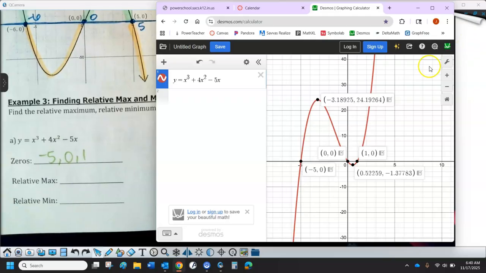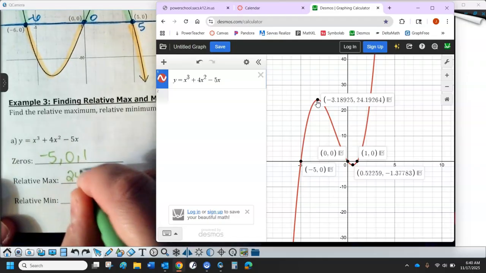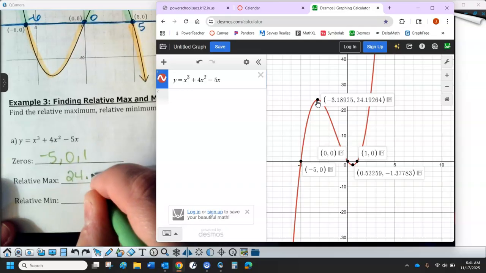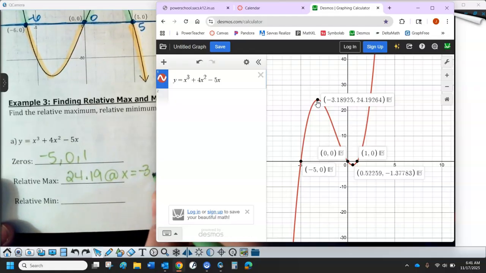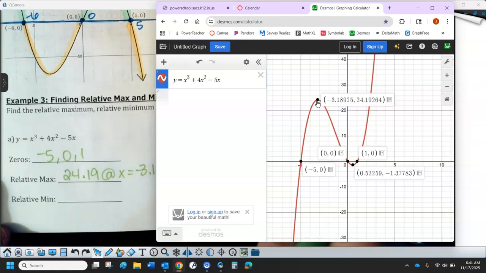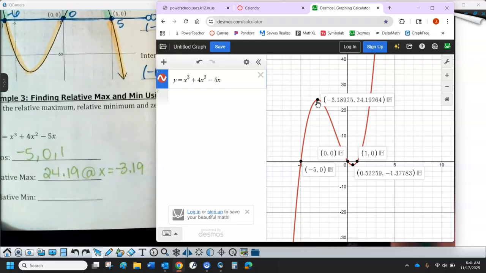And this does have a relative max and a relative min. There's no absolute max or min because one end goes up forever, one end goes down forever. But if you're looking at the graph, your relative maximum is at the top of where the graph turns from increasing to decreasing. So this is going to be about 24.19. And if you want to write, that occurs at the x value negative 3.19 if I round to the nearest hundredth.